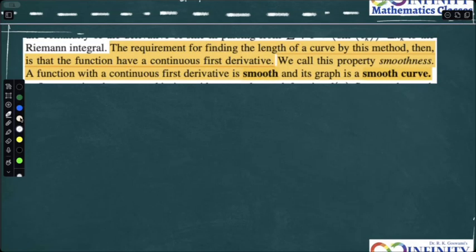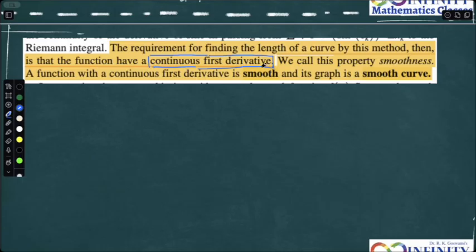It says that the requirement of finding the length of a curve by this method is that the function have a continuous first order derivative. Whatever the derivative, that must be continuous. If the derivative is not continuous over the range, in that case, we may find difficulties. And how? I will tell you the same using some example.